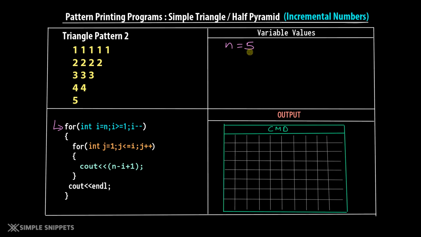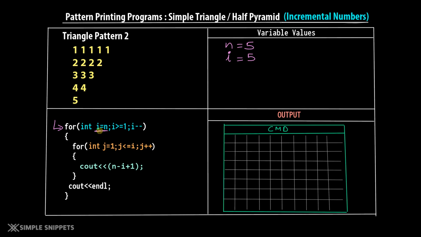Now this time the number of rows is 5 only, right? We want 5 rows. So we are saying i equals n, and that means i equals 5. So this is where initialization happens. Now I hope you know how the for loop works, okay? I hope you know the looping control statements, because that is the most basic thing that you need to know when it comes to pattern printing.